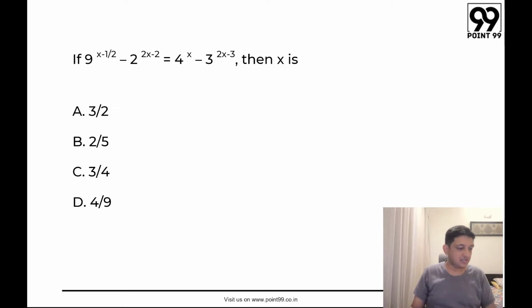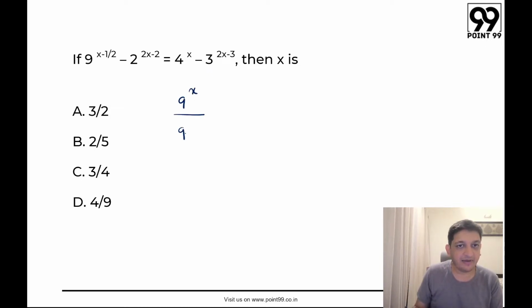Okay, let's look at this. Sumant, I think your answer is right. Okay, so let's look at this one. 9 raised to x minus 1 by 2 minus 2 raised to 2x minus 2 is equal to 4 raised to x minus 3 raised to 2x minus 3. So we can just write this as 9 raised to x divided by 9 raised to half, minus 2 raised to 2x divided by 2 square, because 2 raised to minus 2 will basically be nothing but 1 by 2 square. Yeah, correct, your answer is right.